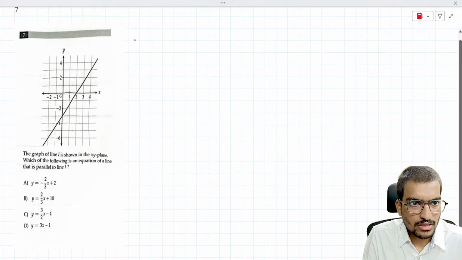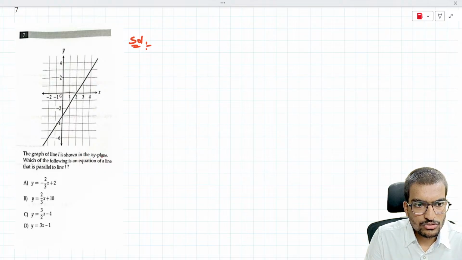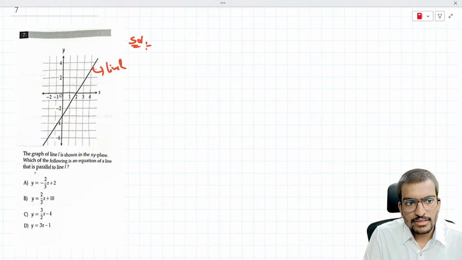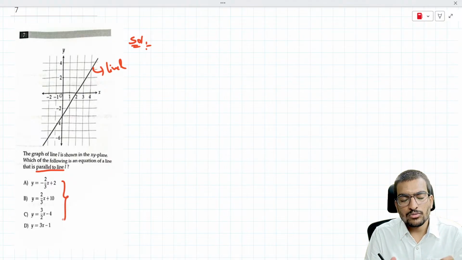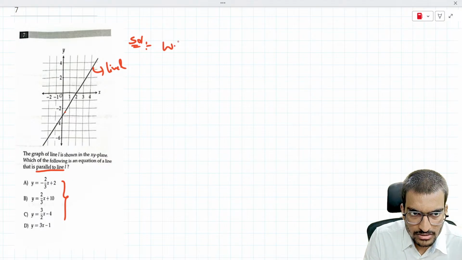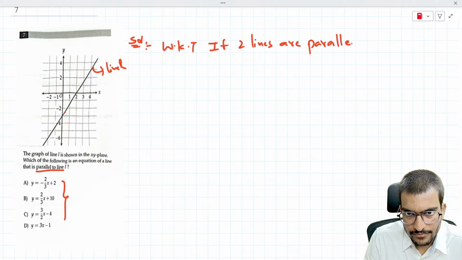So question number 7. The graph of line L is shown in the xy plane. Okay, this is line L. Which of the following is an equation of the line that is parallel to line L? There is one equation out of A, B, C, D that is parallel to line L. How do we know? We know that if two lines are parallel, then their slopes are equal.